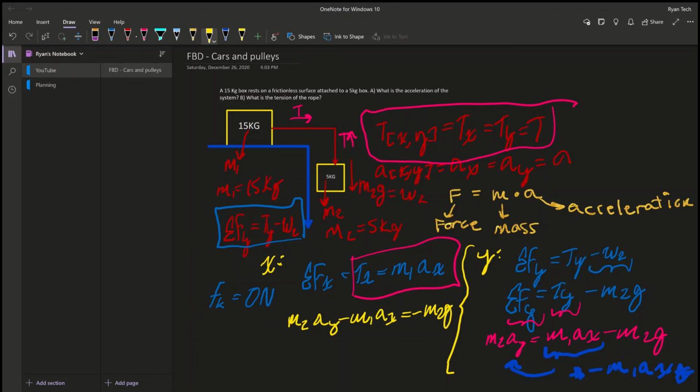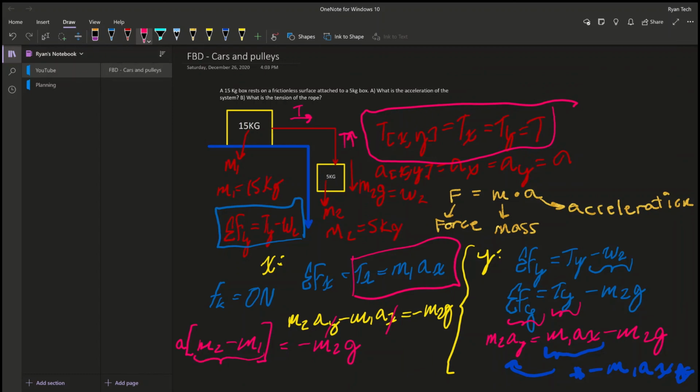Now we could just remove the x's and y's. So it's going to be m2a minus m1a equals negative m2g. So I'm going to rewrite that, and now I'm going to actually factor out a out of it. So it's going to be a times m2 minus m1 is going to be equal to negative m2g. Okay, so now that we have that, we want to calculate or plug in our variables.